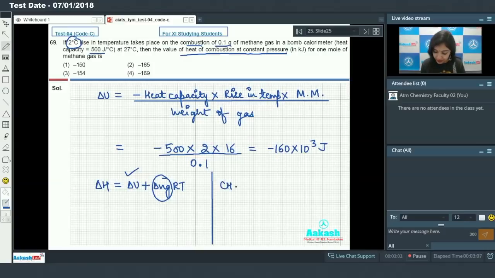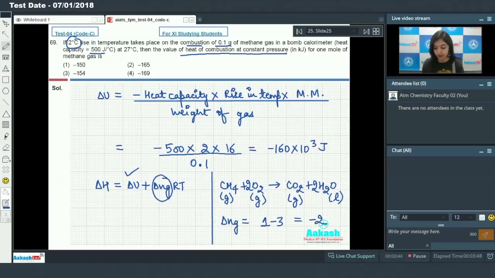So it is CH4 plus O2, which will give CO2 plus water. Fine. So CH4 is in the gaseous form, O2 is in the gaseous form, CO2 is in the gaseous form, and H2O at 27 degrees Celsius will remain in the liquid form. So now balance the chemical equation. So it is 2 water molecules and 2 oxygen molecules. So here delta Ng will be equal to 1 minus 3, which is minus 2.